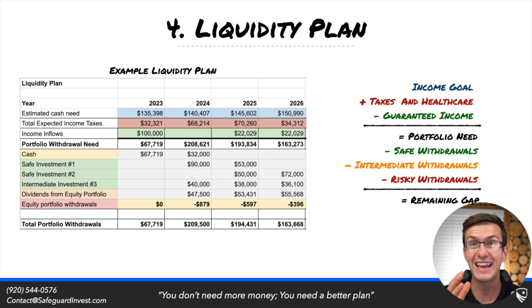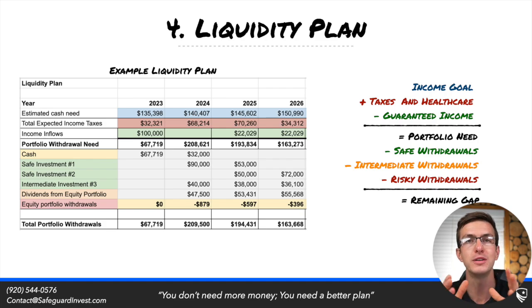For instance, the main thing that changes from when we go from working to retirement is now we need income from our portfolio at different phases in our retirement. Well, how much income do we need and what time horizon do we have on that money? Well, that's exactly what a liquidity plan is supposed to help you figure out.